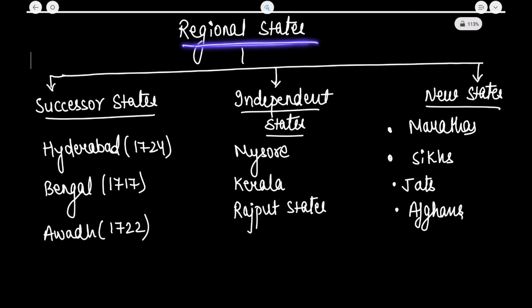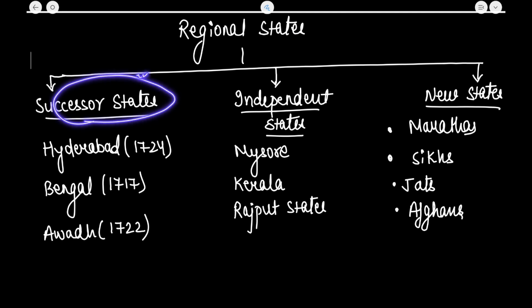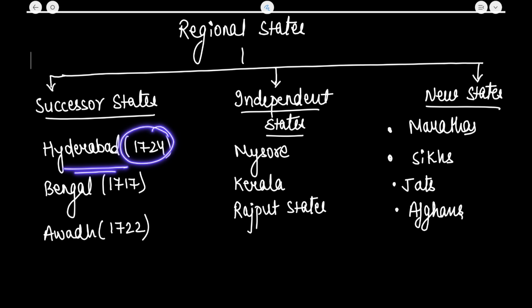Now the regional states were of three types. Successor states. Successor states were those states that were earlier part of the Mughal Empire, but at a later stage they got separated. Now Hyderabad in the year 1724 was founded by Nizam ul Mulk. It was founded by Nizam ul Mulk, and the other name of Nizam ul Mulk was Kilij Khan.